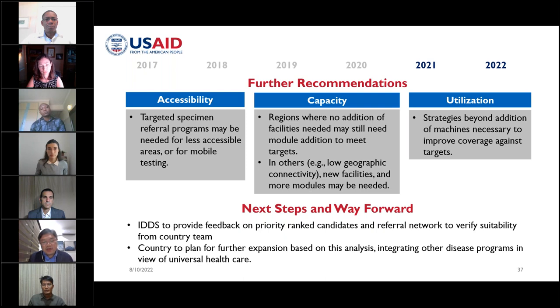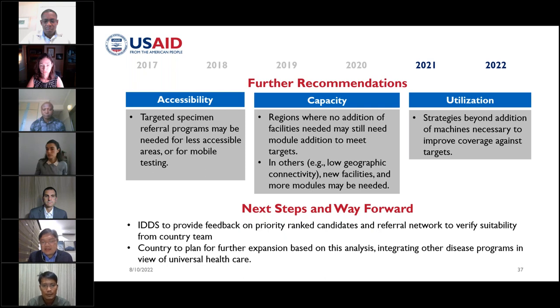In terms of further recommendations for accessibility, we need to have targeted specimen referral programs. And this is needed for less accessible areas or for mobile testing. And this is currently done in the Philippines with the use of our specimen transport riders, or what we call striders now. We will look into actually making this more efficient in the coming months and during our coming years in order to achieve this higher population coverage.